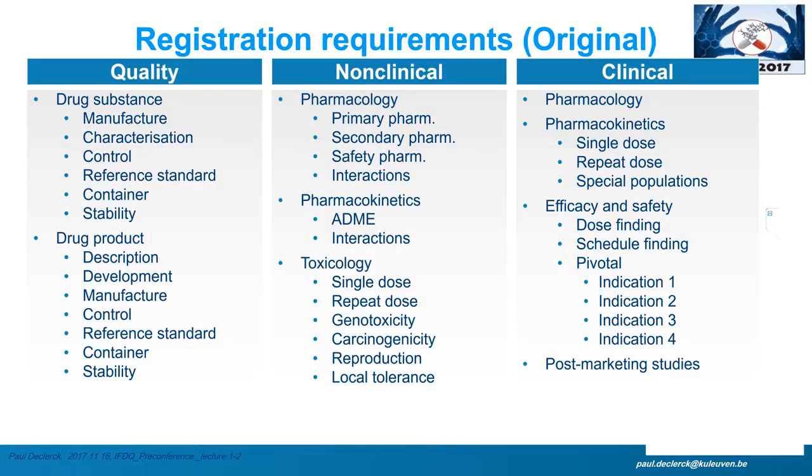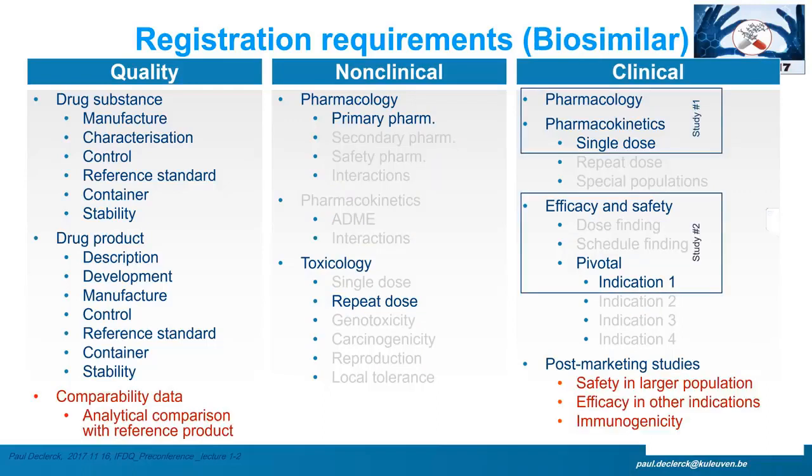Now, let's look very briefly at the registration requirements of a medicine. This is for an original product. You obviously have a full quality, a full non-clinical, and a full clinical dossier that has to be submitted. That seems obvious to all of us. For a biosimilar, as indicated, we want to make some shortcuts, but shortcuts that can be explained, of course.